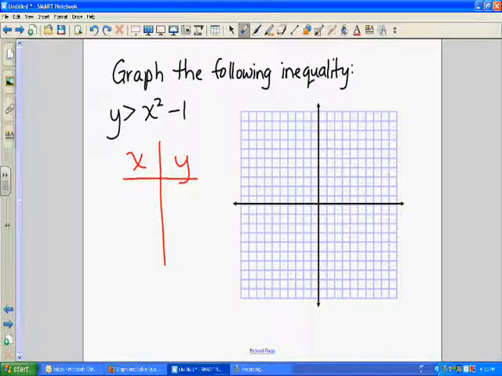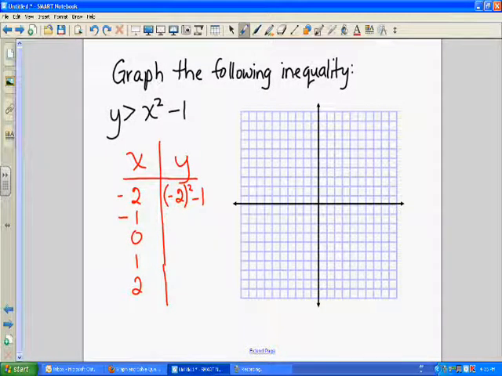I'm going to start at -2. And we're going to substitute and be very careful that whenever we're using our negative values that we make sure that we do square the negative as well. So we have -2 squared minus 1. -2 times -2 would give us a 4. Minus 1 gives us a 3.